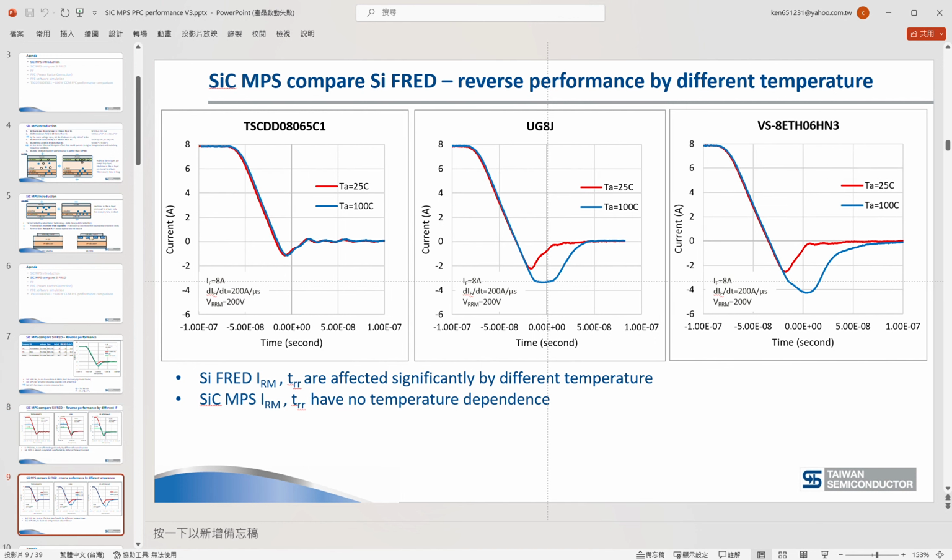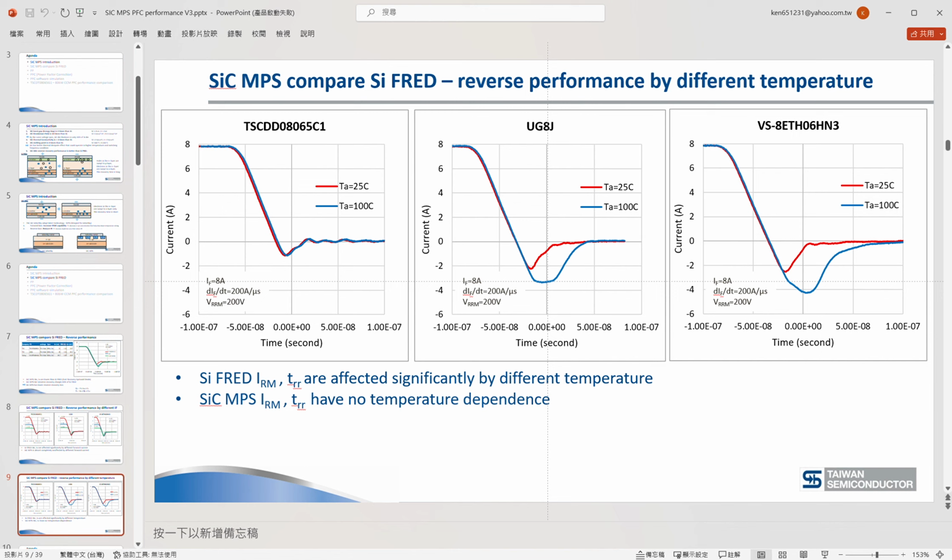And now we apply different temperatures. Let's see the results. This is the silicon-based TSC FRED. Room temperature is the red line. When we increase the temperature to 100 degrees C, we get the reverse recovery like this blue line. So the IRM and TRR increase significantly. Even the B-brand FRED becomes worse. But for silicon carbide MPS, from room temperature to high temperature, its IRM and TRR stay the same, very stable.